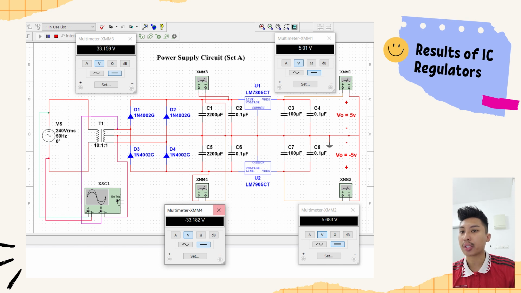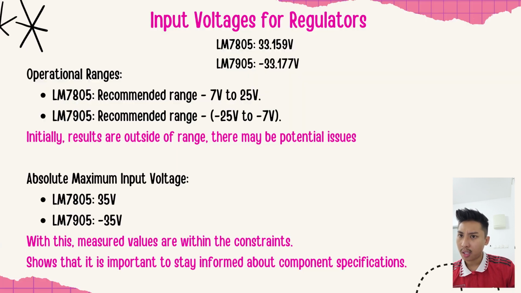As you can see from the screenshot, we found that the input voltages for LM7805 and LM7905 were 33.159 volts and negative 33.177 volts. Typically, according to the specs we researched, LM7805 should handle between 7 volts and 25 volts positive, and LM7905 should work with negative voltage between negative 25 volts and negative 7 volts.